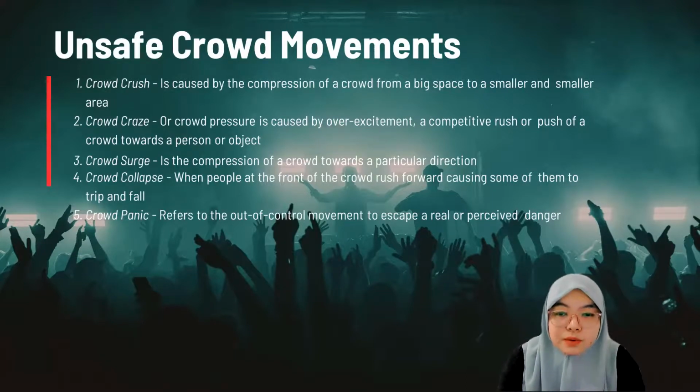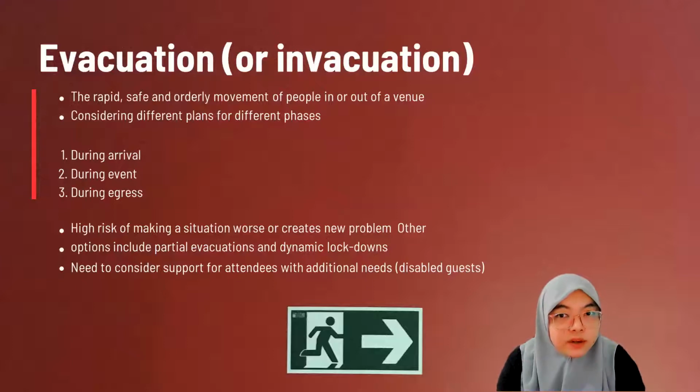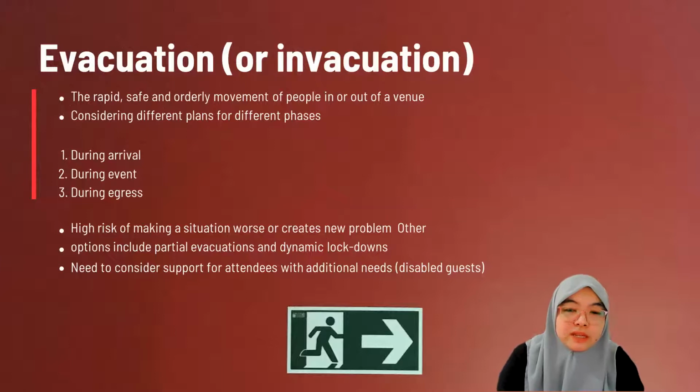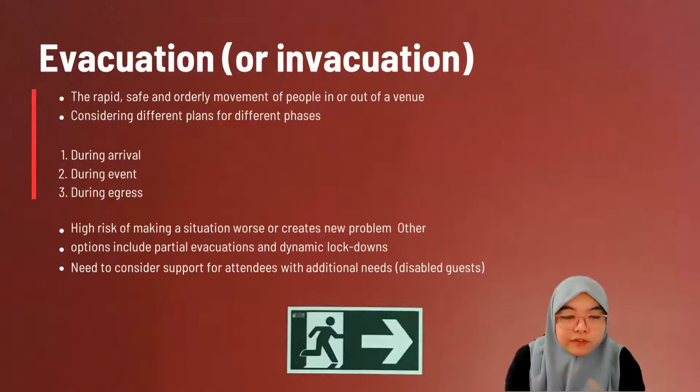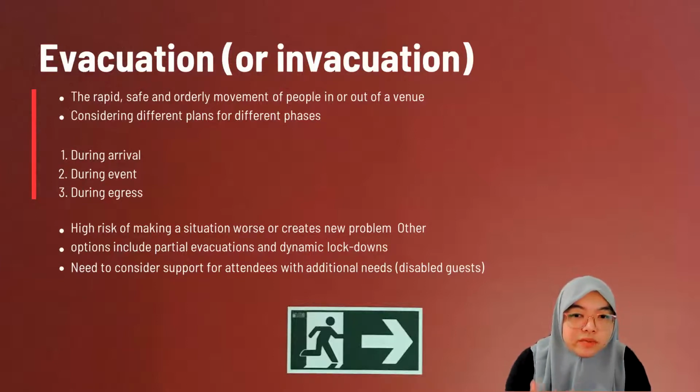Okay, so next, evacuation. Evacuation means how we are going to transfer everyone out. It is the rapid, safe, and orderly movement of people in or out of a venue. And there are different phases: during arrival, during the event, and during egress. And there is a high risk of making the situation worse or creating a new problem. So we need to check whether our facility has a good evacuation plan or not.